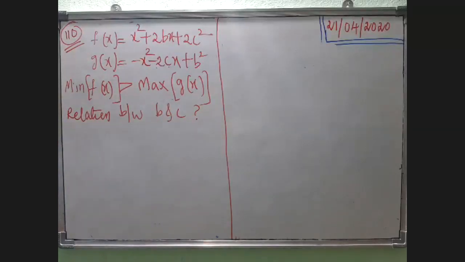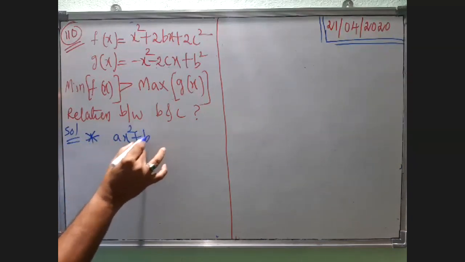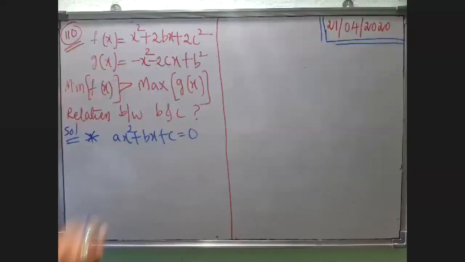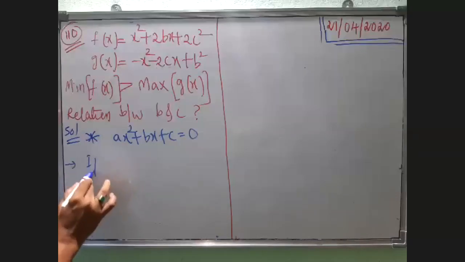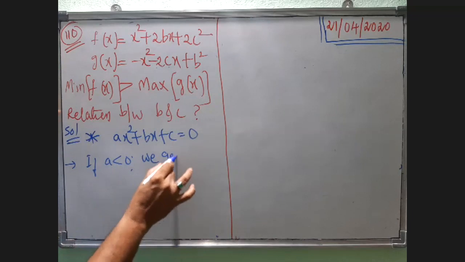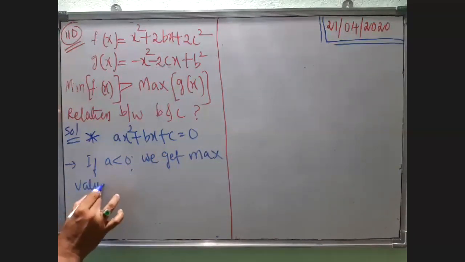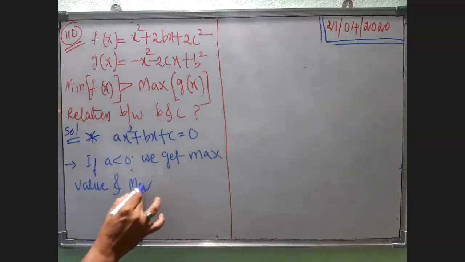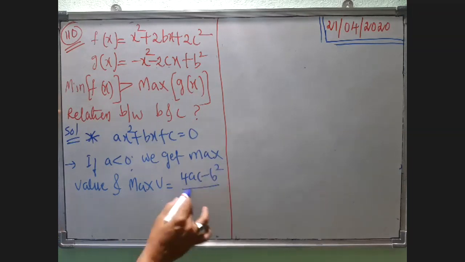To do this question, one point is to be remembered. This is an important point. You take a quadratic equation ax square plus bx plus c equal to 0. The first condition is, if a is less than 0, we get a maximum value. And that maximum value is equal to 4ac minus b square by 4a.